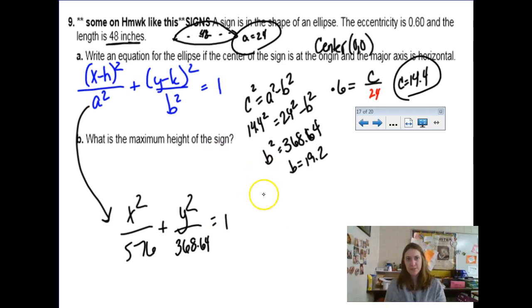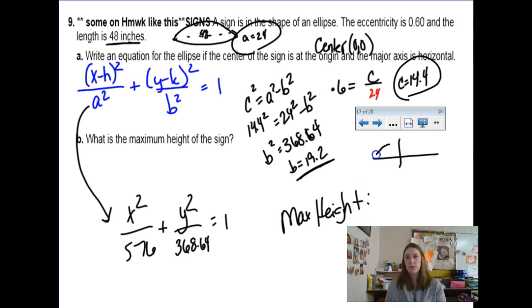Then part B says, what is the maximum height of the sign? So that would be the distance to the top of the minor axis. So this is half the length of the minor axis. So from the origin and then going up 19.2 inches, that would be the maximum height. If I had a better picture, this would make more sense, but remember we have an ellipse at the origin. And then if the minor axis distance from center to the co-vertex is 19.2, that's where they're getting that max height of 19.2 inches. Alright.